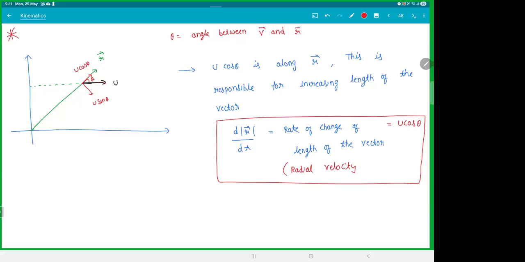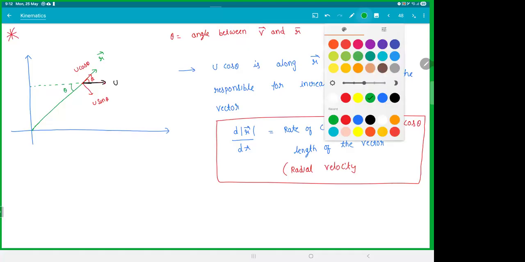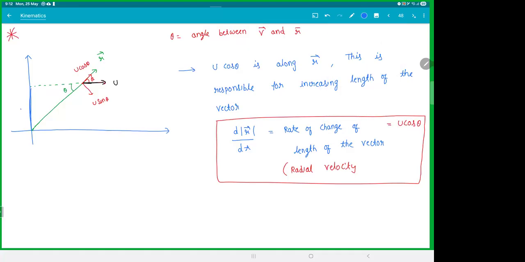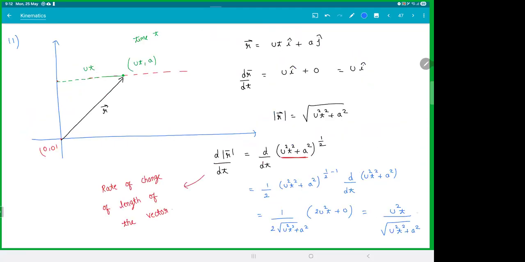Let's see how to get this. That's pretty straightforward. If that is theta, then this is theta. This length will be how much? This length was a, that was given in the question, and this length was ut. And this distance would be root over a square plus u square t square. So d mod r by dt is u cos theta. What is cos theta? Adjacent side, which is ut, by hypotenuse, which is root over a square plus u square t square. So it is u square t by root over u square t square plus a square. Same answer.